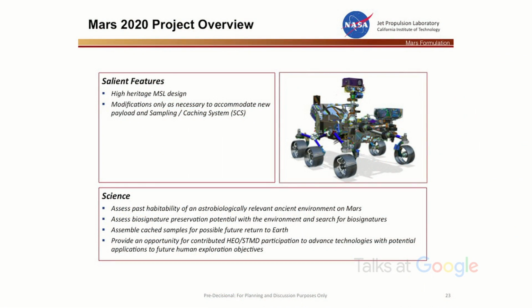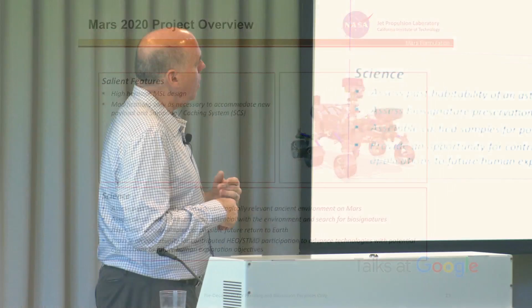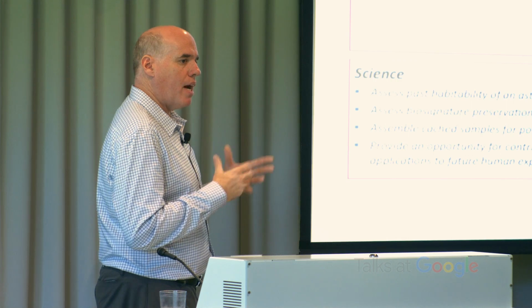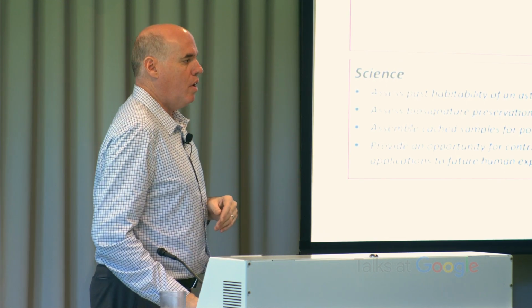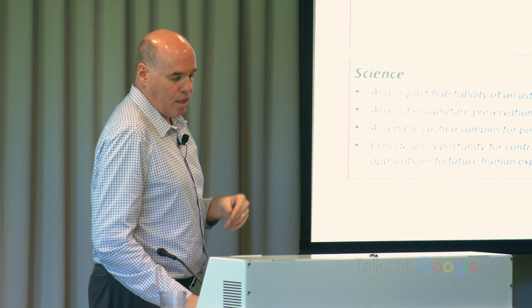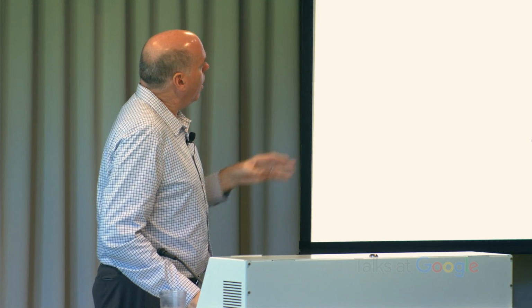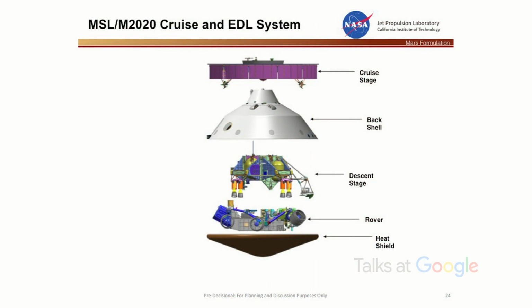Here's what 2020 is all about. It's highly based on the Curiosity platform, so it actually looks very similar to Curiosity, and it in fact was made from some of the spares from the Curiosity mission. That's one of the ways we kept the mission costs down. But it has a completely different science package on it that's more oriented toward trying to find evidence of life on Mars and collect those samples. It looks identical, and certainly the architecture of the flight system is the same.